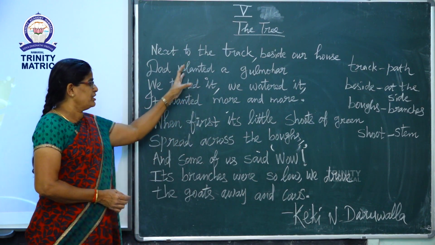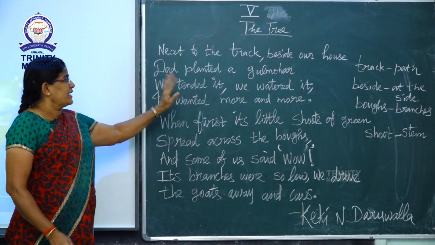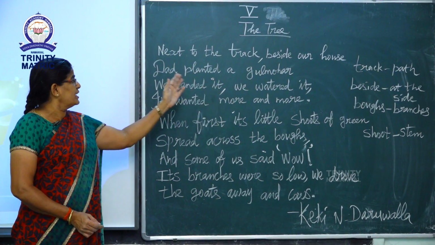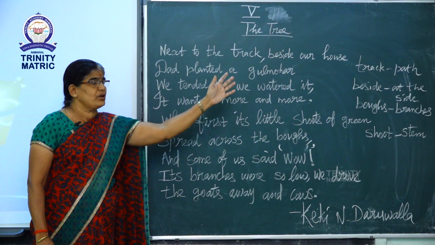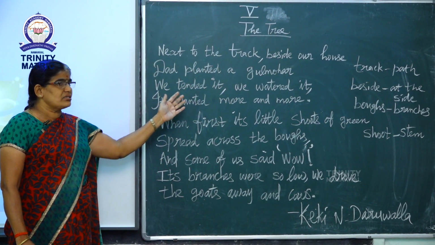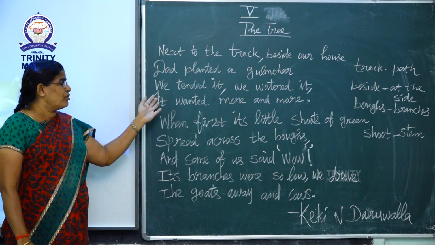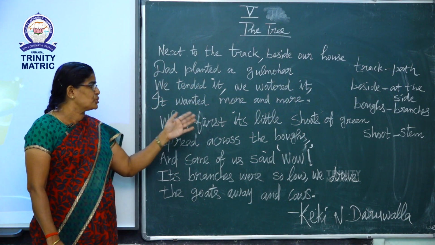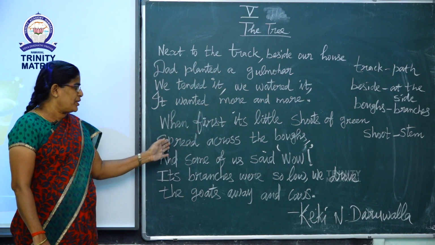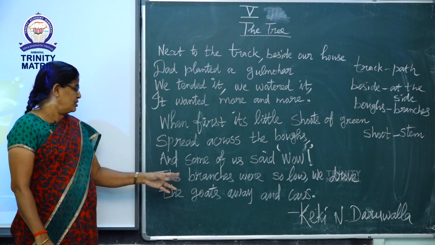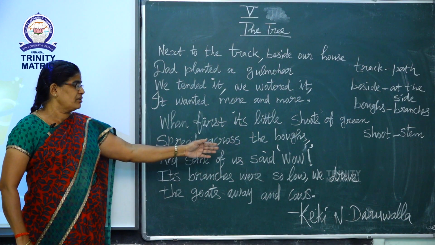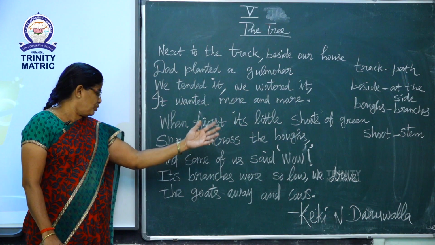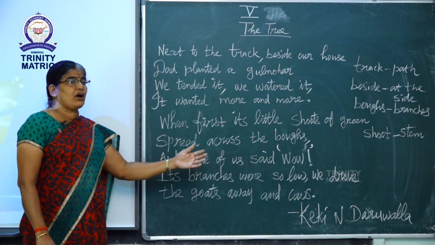So, I will explain these two stanzas. Next to the track, beside our house, Dad planted a gulmohar. We tended it, we watered it. It wanted more and more. When first little shoots of green spread across the boughs, and some of us said, wow, its branches were so low, we drove the goats and cows away.